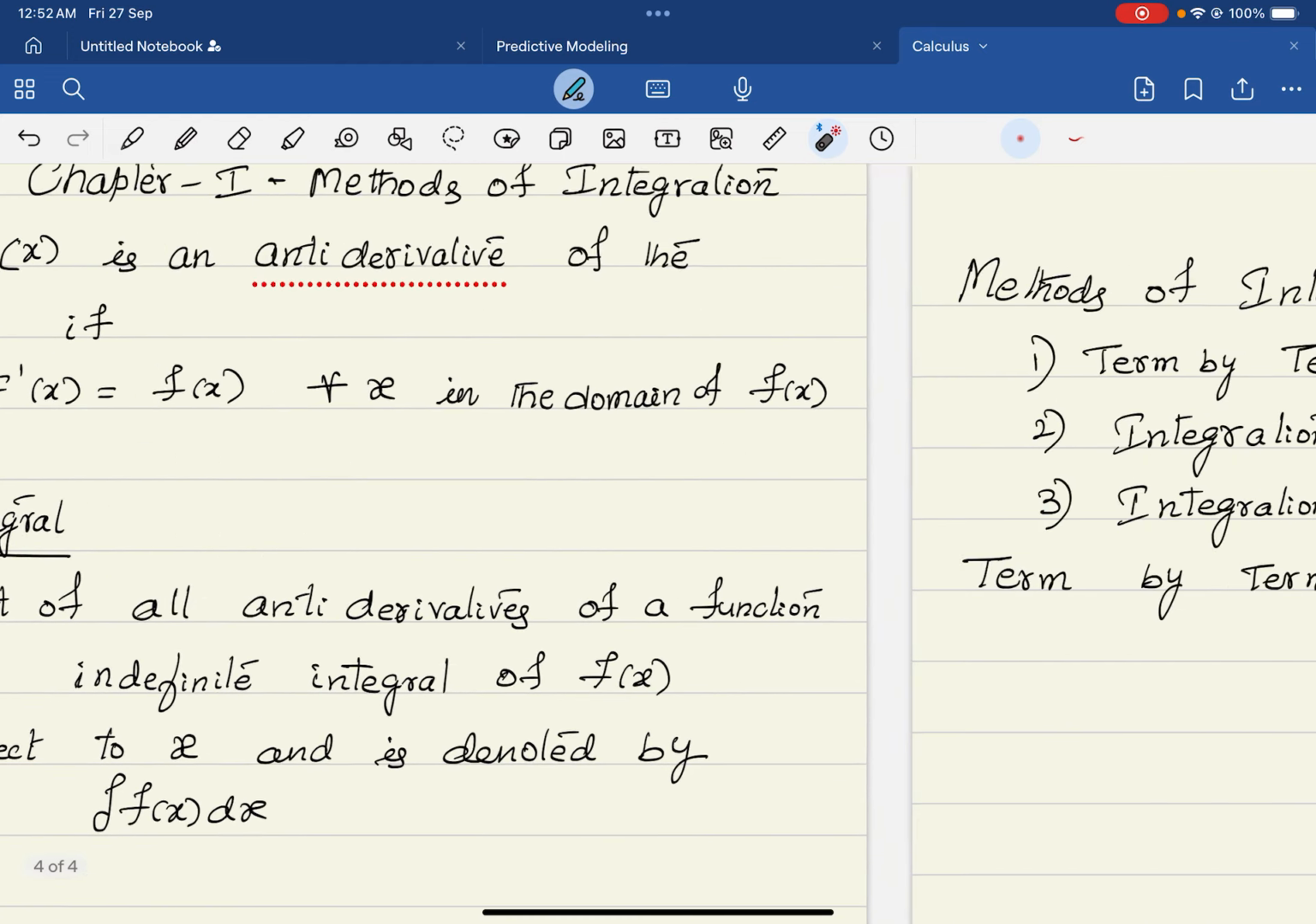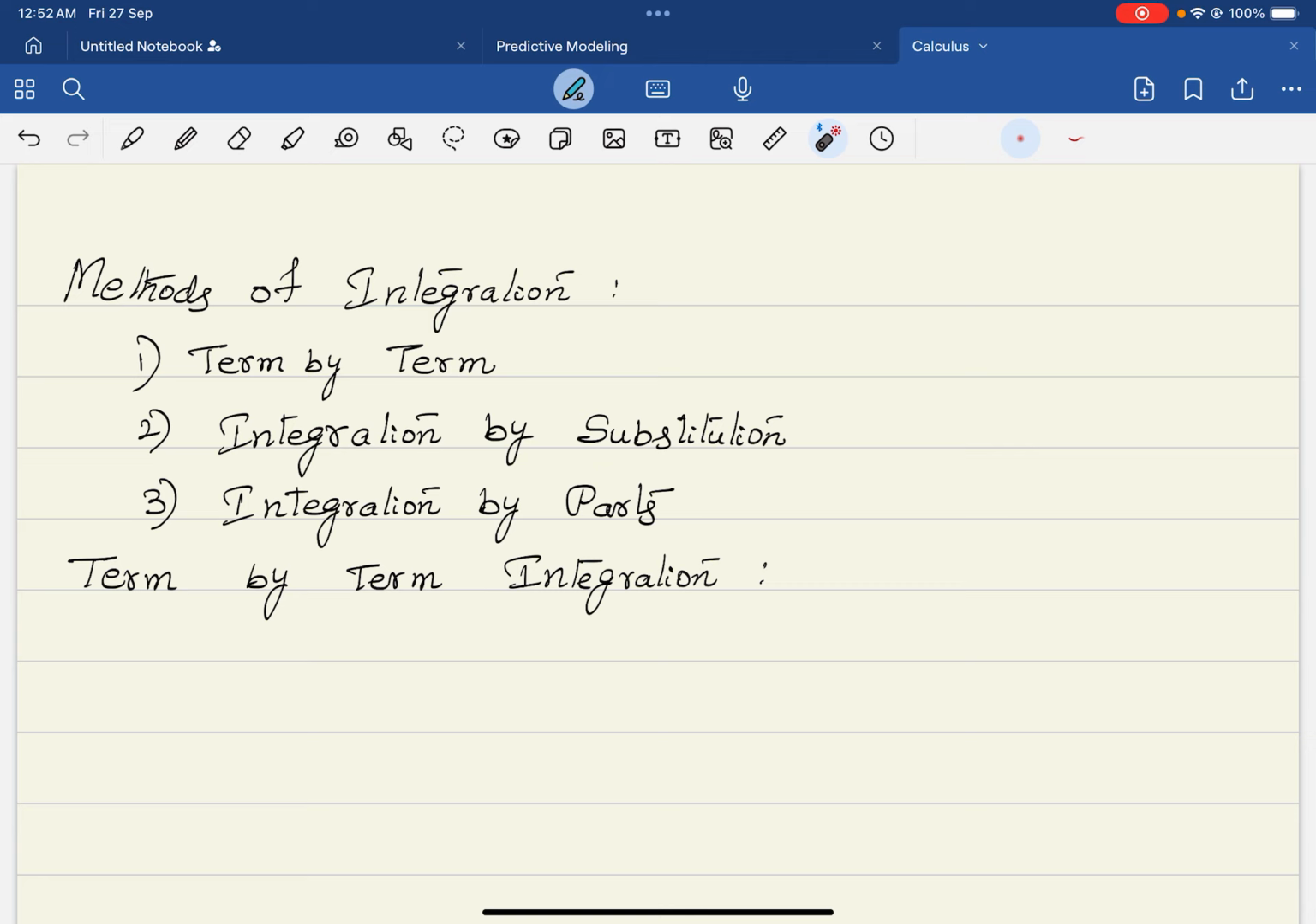Now let us enter into the methods of integration. You have the methods as term by term, which says that we separate the terms in the given integral and then start integration. Then integration by substitution, which we use whenever there is a function involved in another function. And then the next one is integration by parts. Today's video I am covering term by term integration, how to solve problems using this method.